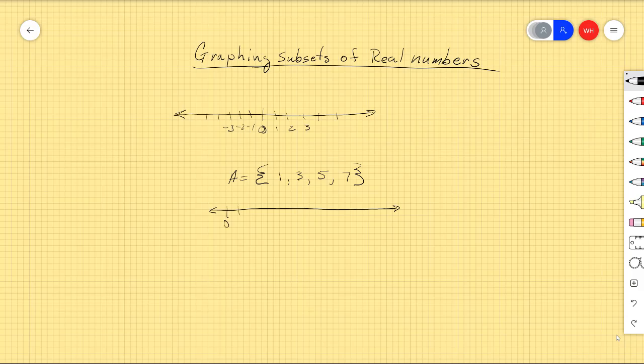So I'm going to put my 0 over here and just kind of draw it out a little bit. And you don't even need to be this detailed when you're drawing it yourself. Okay, now put dots for each number. And you're done.